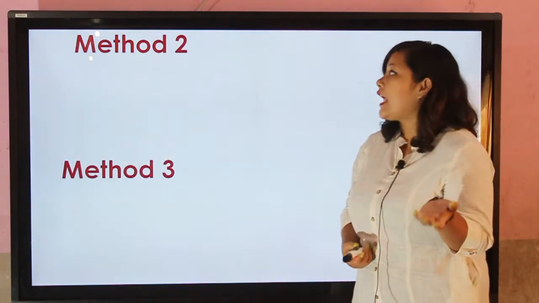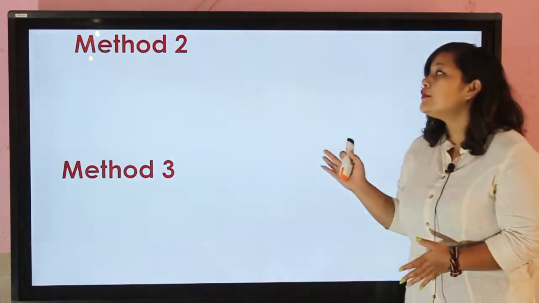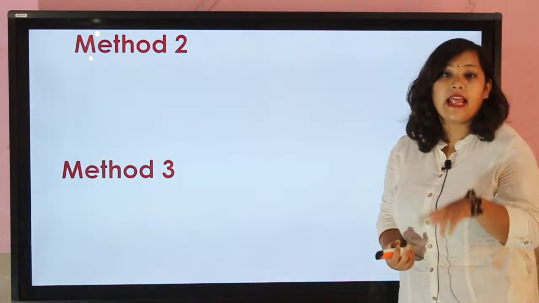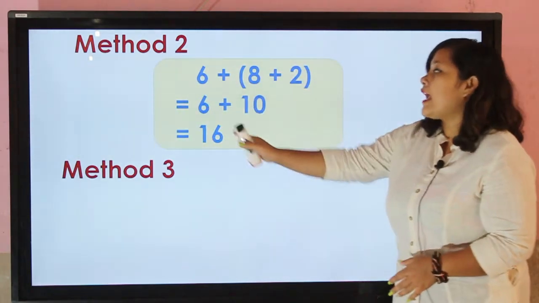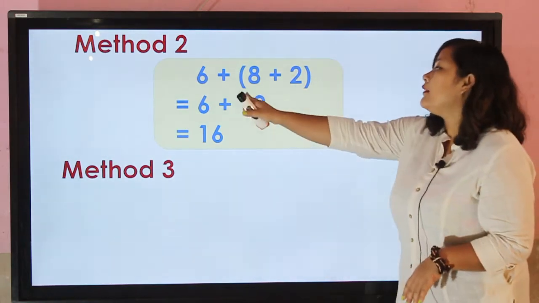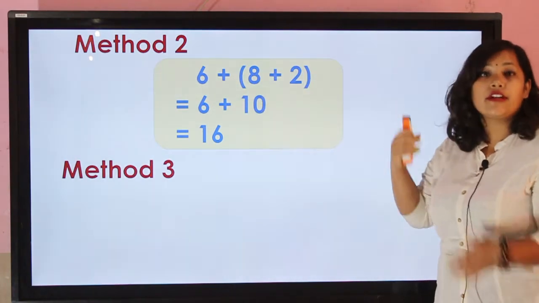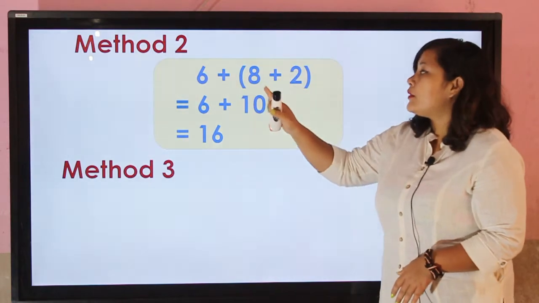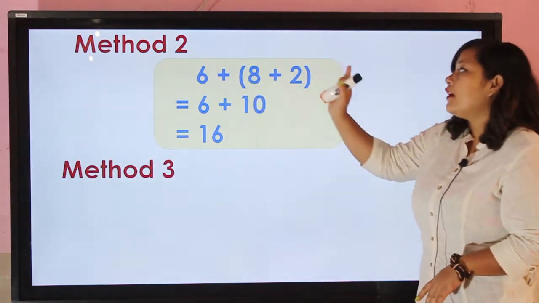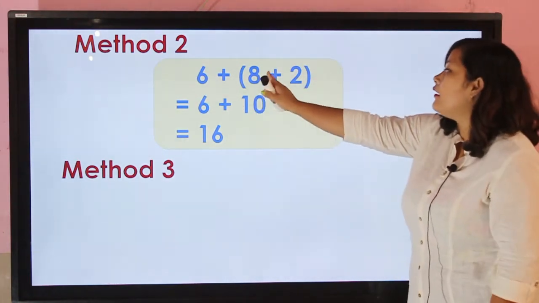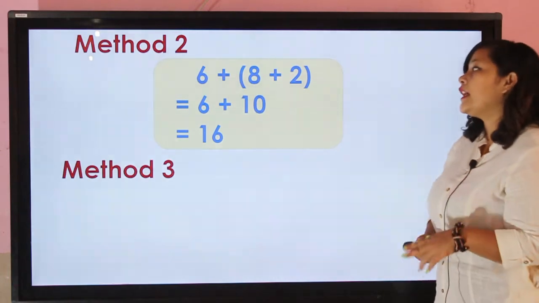Okay, my dear students, can you tell me in method 2 what we have to do? Yes, you are right. In method 2, we are going to add second and third number. Let's have a look. Okay, we have to write 6 as it is. Then we have to add 8 plus 2. This is second and this is third number according to our question. If we add 8 and 2, we will get the sum 10.